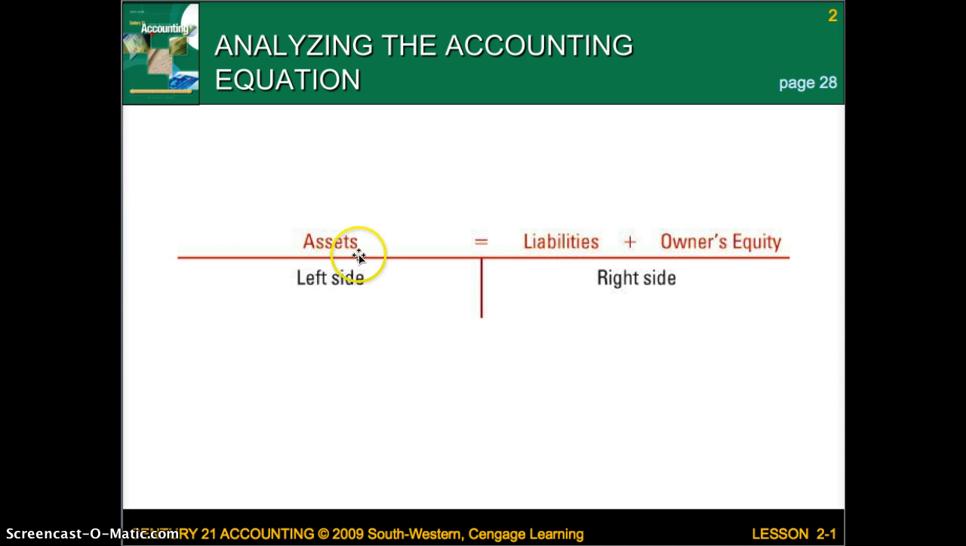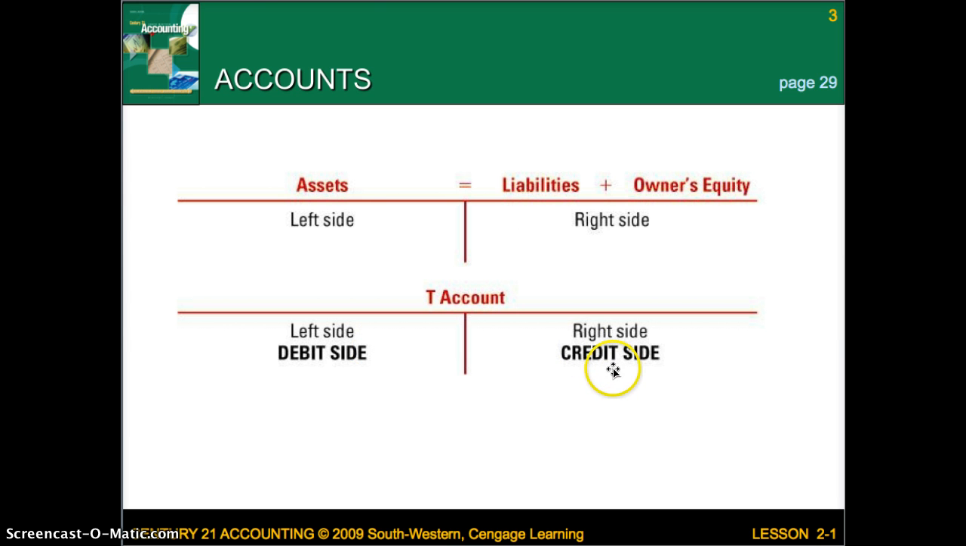So assets are always on the left side, so this is your T account right here. Okay, assets are always on your left, liabilities plus owner's equity, that would be on the right side of your T account. Okay, again, a T account is an accounting device used to analyze transactions so that we know debit and credit side. Okay, debit is always on the left and credit is always on the right. Don't need to know anything else, you just need to know debit left, credit right. That never changes no matter what account you're using. The debit is always on the left side, credit's always on the right side.